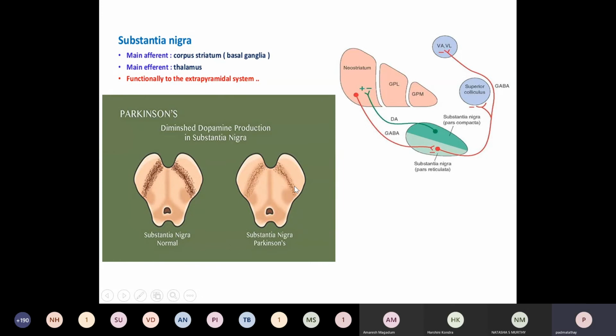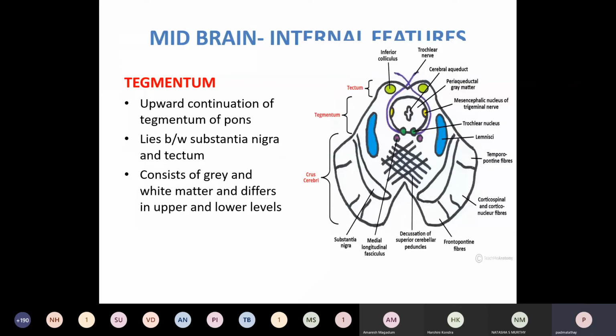So now coming to the internal features of the tegmentum. What till now we have seen is the tectum, which contains the superior and inferior colliculi. Then you have seen substantia nigra and the crus cerebri. The main difference between the two sections of the midbrain lies in the tegmentum. So first, what is the tegmentum? It is the upward continuation of the tegmentum of pons and it lies between substantia nigra and the tectum.